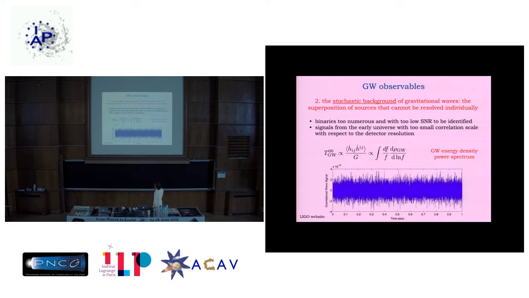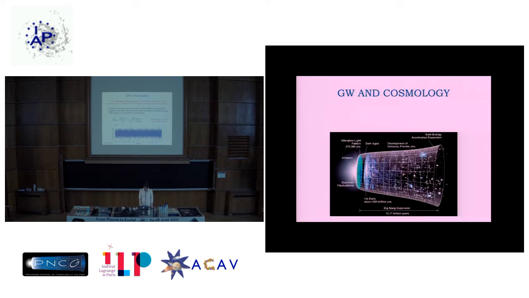The other possibility to generate a stochastic gravitational wave background is signals from the very early universe, as we will see, because these typically have correlation scales which are much smaller than the typical resolution of a detector. So whatever comes from the early universe appears as a stochastic background. In this case, the observable is the gravitational wave energy density power spectrum.